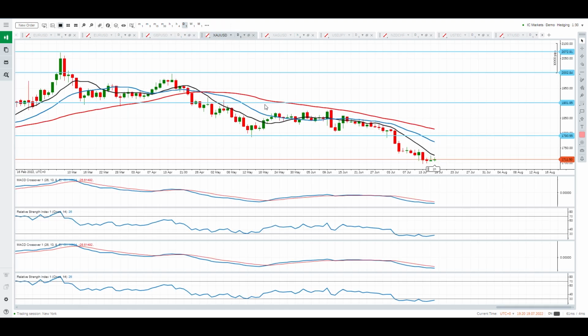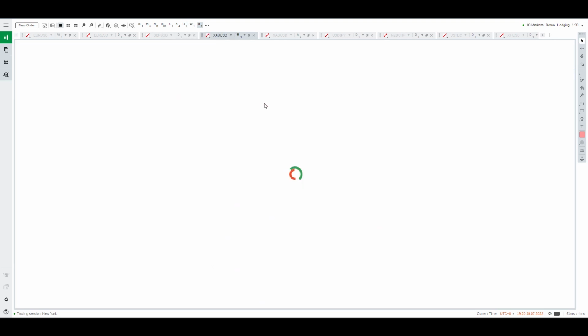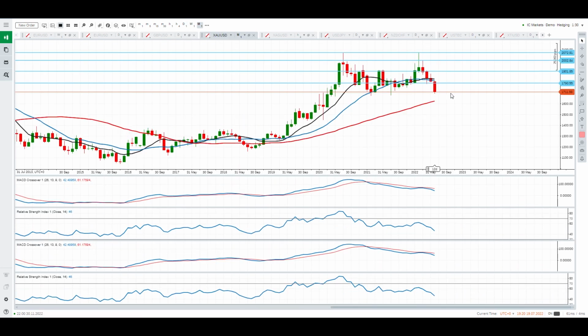Moving on to gold. So gold at the moment, also a very, very strong downtrend. It is actually approaching the bottom of its range on a monthly basis, and therefore if we do end up with a strong rejection of this level, we could find ourselves going back up towards the top of the range. So what does that mean?